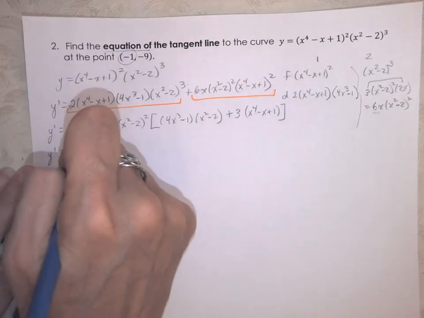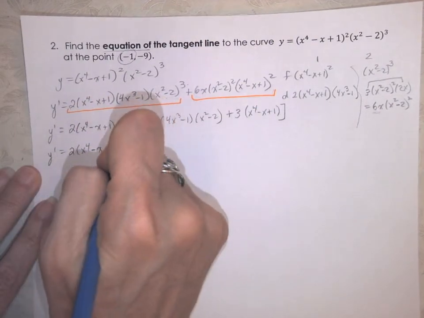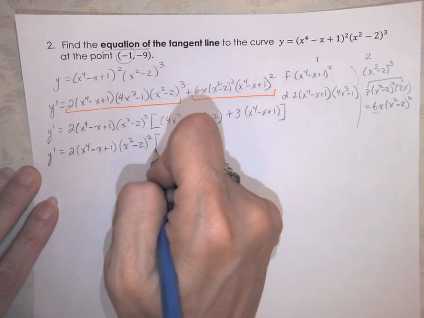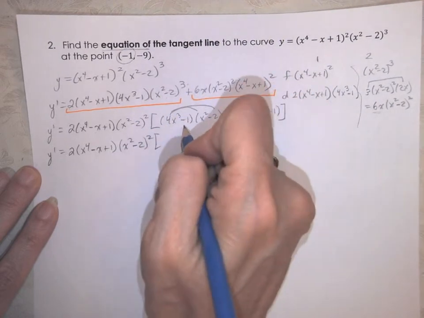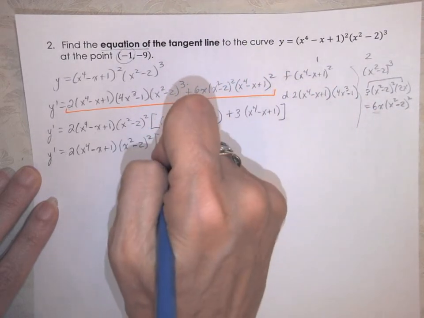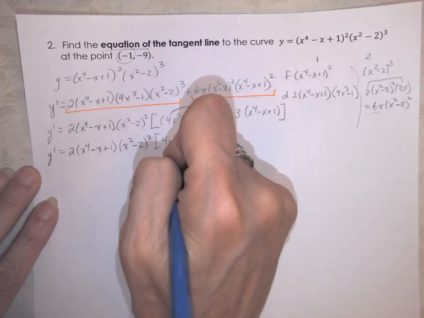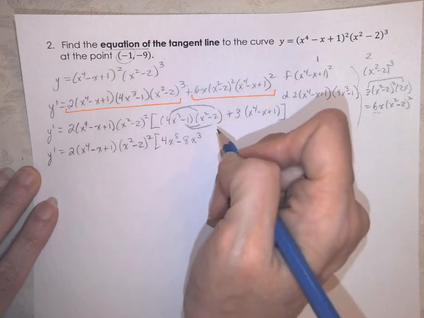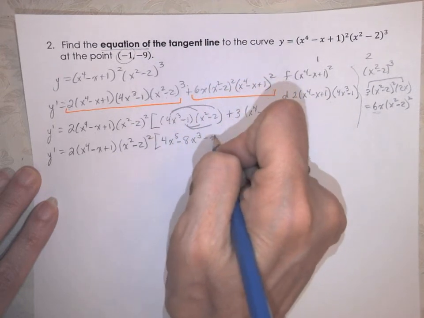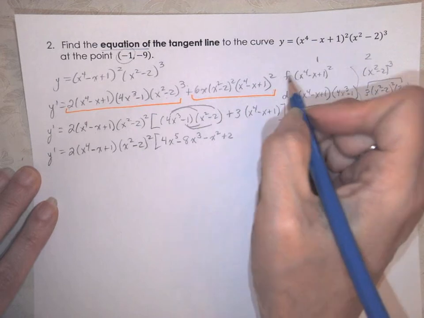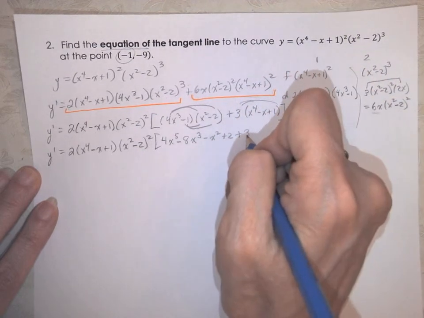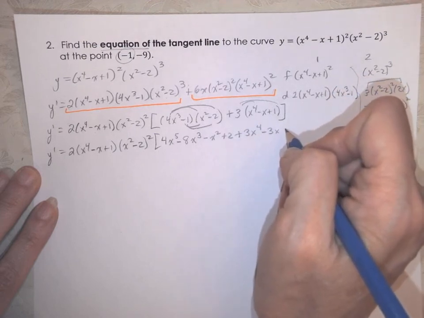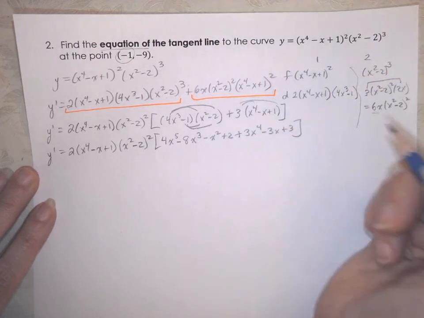And I'll continue simplifying here. So I'm going to need to do FOIL. Be careful, so 4x to the 5th minus 8x cubed minus x squared plus 2 plus 3x to the 4th minus 3x plus 3.